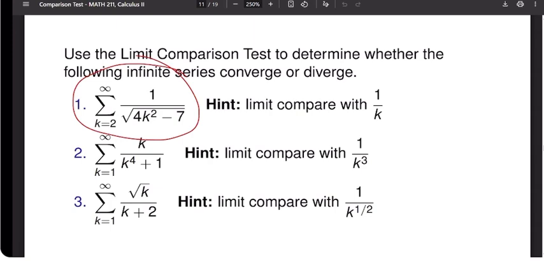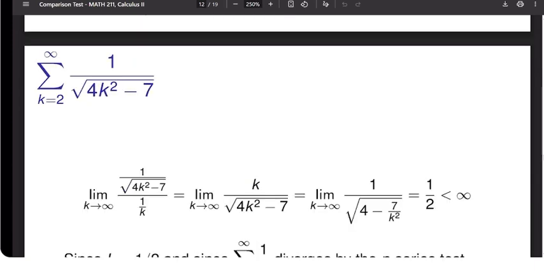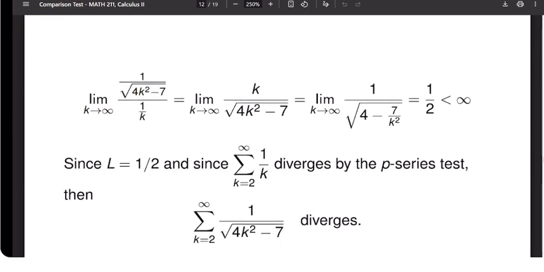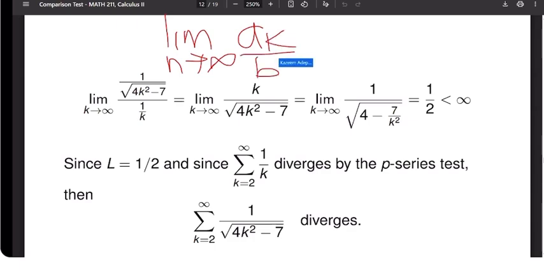If I choose 1 over k to compare with, what am I going to do? I've identified my a_k, which is given. I've identified my b_k. The b_k that we normally want to choose should be a simpler structure, and of course, 1 over k is a simpler structure. Now look at what I'm going to do. Limit as n tends to infinity of a_k divided by b_k.